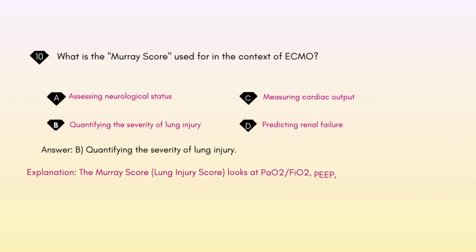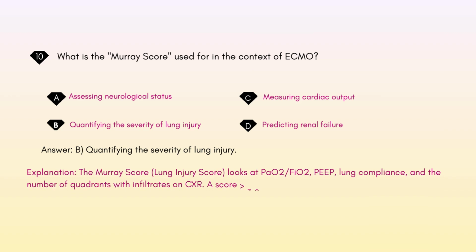Explanation: the Murray score, or lung injury score, looks at PaO2/FiO2, PEEP, lung compliance, and the number of quadrants with infiltrates on CXR. A score greater than 3.0 is often used as a threshold for considering ECMO.